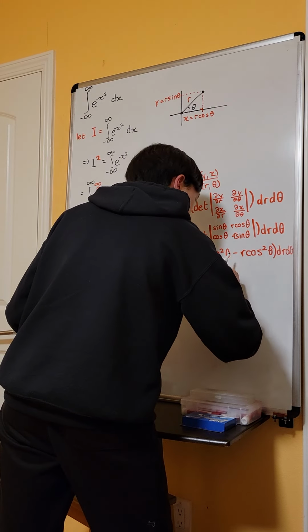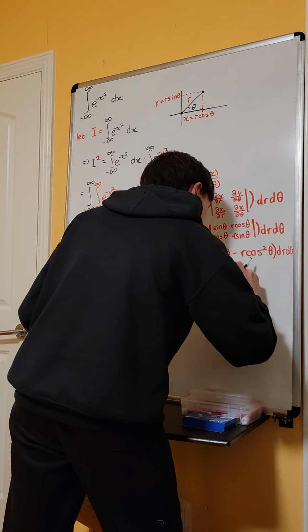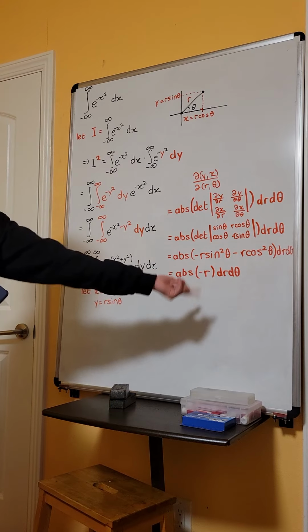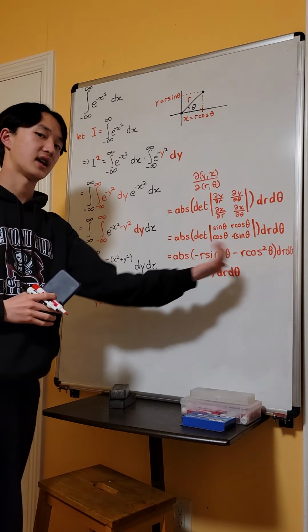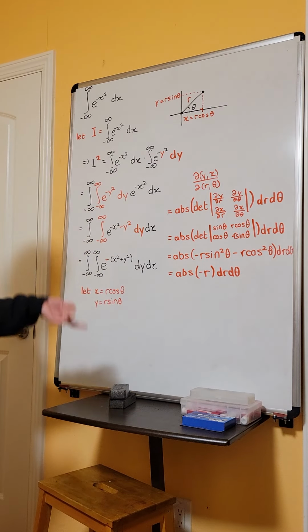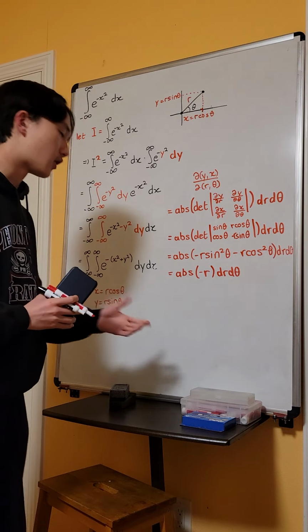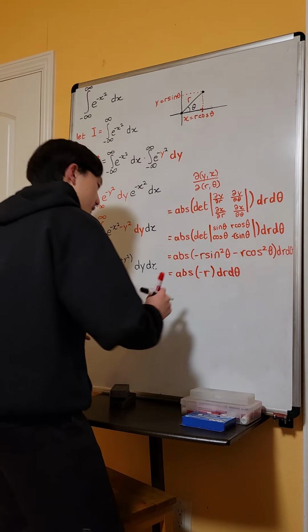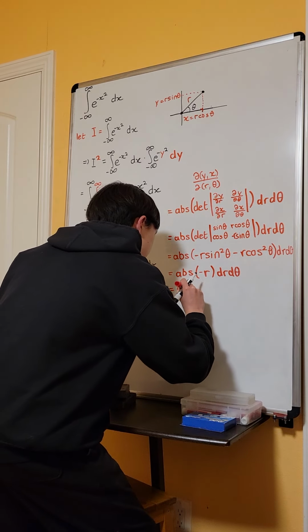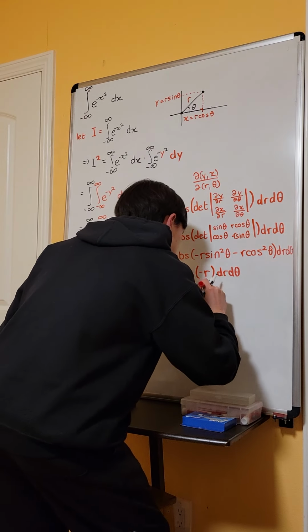Absolute value of negative r, which by the absolute value property, you can split up into negative 1 times r. Absolute value of negative 1 is just 1, so you just get absolute value of r left, which is just r. So this, in summary, gives you r dr d theta.